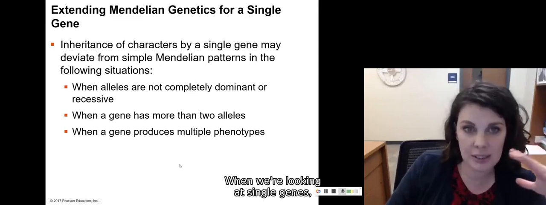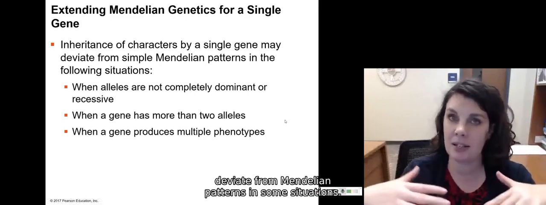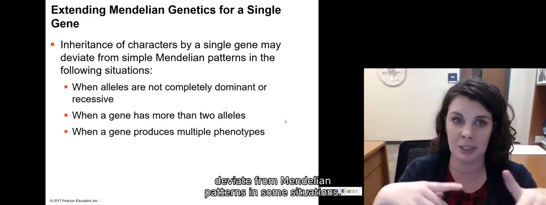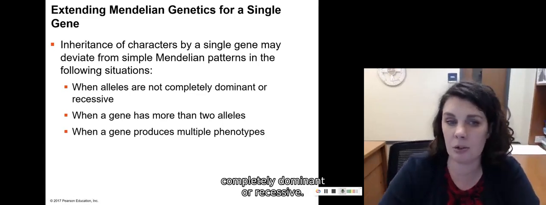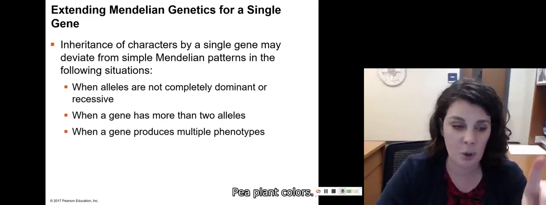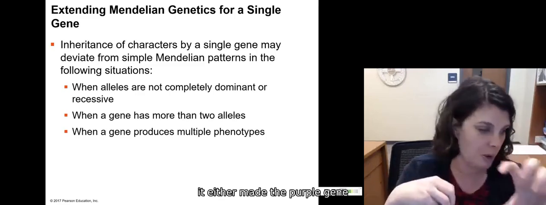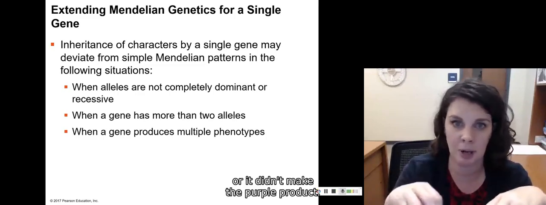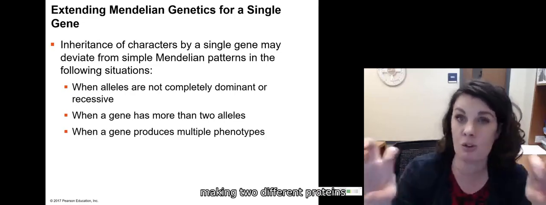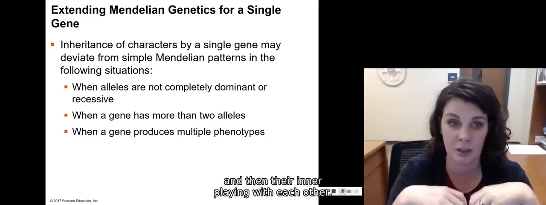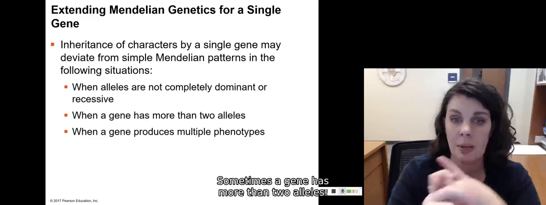When we are looking at single genes, the inheritance of characters by a single gene sometimes can deviate from Mendelian patterns in some situations. One is when the allele is not completely dominant or recessive. So, in the pea plant colors, it was purple or white. It either made the purple gene or it didn't make the purple product. But what if the 2 different alleles are making 2 different proteins and then they're interplaying with each other? So sometimes you don't have completely dominant or completely recessive alleles.